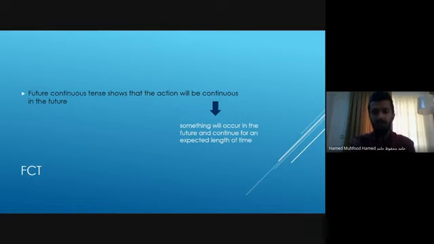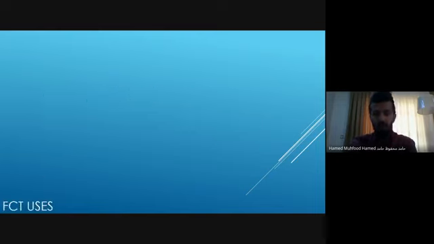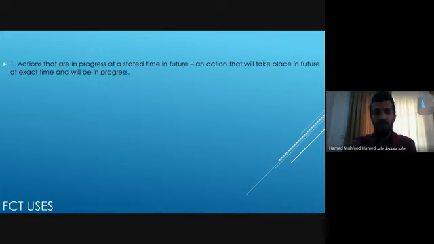right? So when exactly to use the future continuous tense? When to use it? First, we use it to speak about actions that we know that it will be in progress, as we said, at a stated time in the future, at an expected time in the future, and we know that it will happen at an exact time, right? It will be in progress.